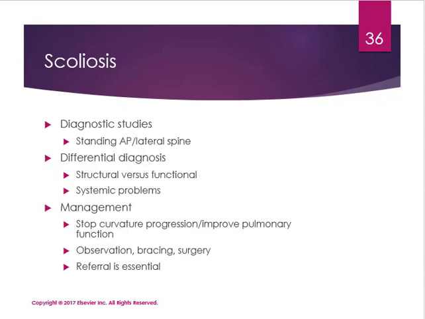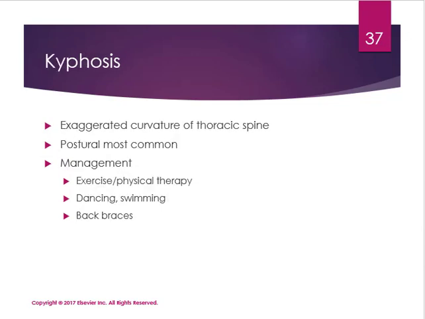Diagnostic studies to help evaluate this may include a standing AP and lateral spine. Your differential diagnosis is ruling out structural versus functional, and if there's any systemic problems. And then management includes stopping the curvature progression, and if there's involvement in the pulmonary system, improving that function. Management includes observation, bracing, or surgery, and referral to appropriate specialties is essential.